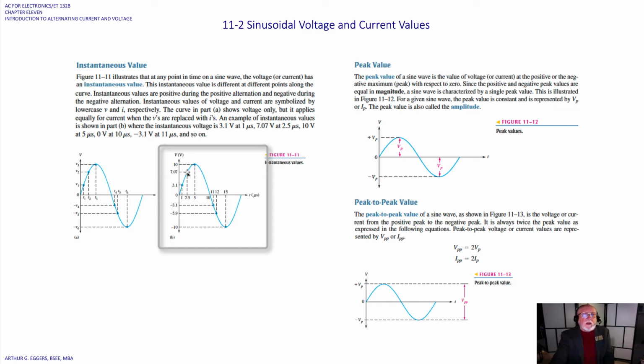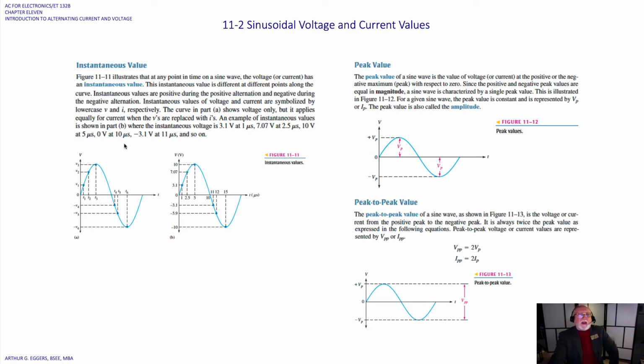Okay, you can also think of it as a percentage. This is 70.7% of the way up to the maximum, which would be 10. If I take 70.7% of 10, I get 7.07. 10 volts at 5 microseconds, 0 volts at 10 microseconds because it's going back down, and so on. So those are our instantaneous values. Pull out your notebook, write some notes to yourself so that you understand what that instantaneous value is telling you.